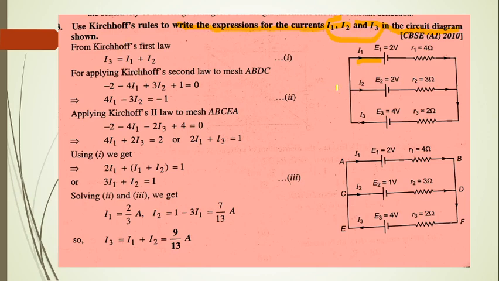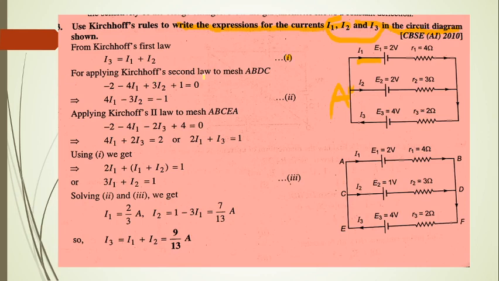First, this is the junction at this point, indicated by A. Use Kirchhoff's first rule, known as the junction rule. So at this junction, I3 is an incoming current, I2 is an outgoing current, and I1 is also outgoing. Incoming current is taken as positive and outgoing current is taken as negative. So I3 equals I1 plus I2. This is the first equation, denoted by 1.